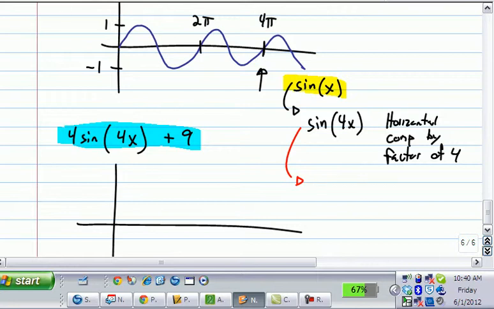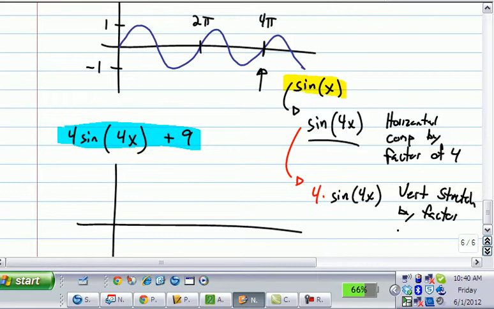You want to add 9 to it, or do you want to multiply it by 4 first? Okay, so if you multiply it by 4, you'll have 4 times the existing function, which is sine 4x. What does that do? V stretch, vertical stretch. I don't know if you got lucky or if you just know what you're doing, but it was definitely the right decision to first vertically stretch it by 4, then add 9.